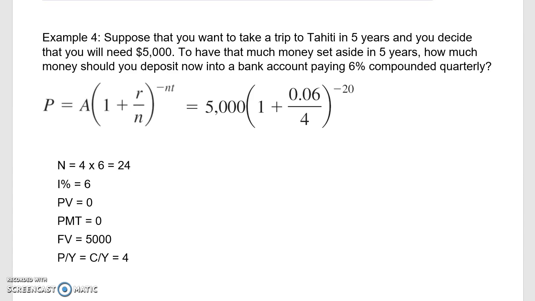So I've got everything in there and I want to solve for present value. So on the TI, I put my cursor next to PV, I press the green alpha button and then the enter key. On the Casio, I believe F3 solves for present value. And I am getting here $3,497.72 when rounded appropriately to the nearest cent.